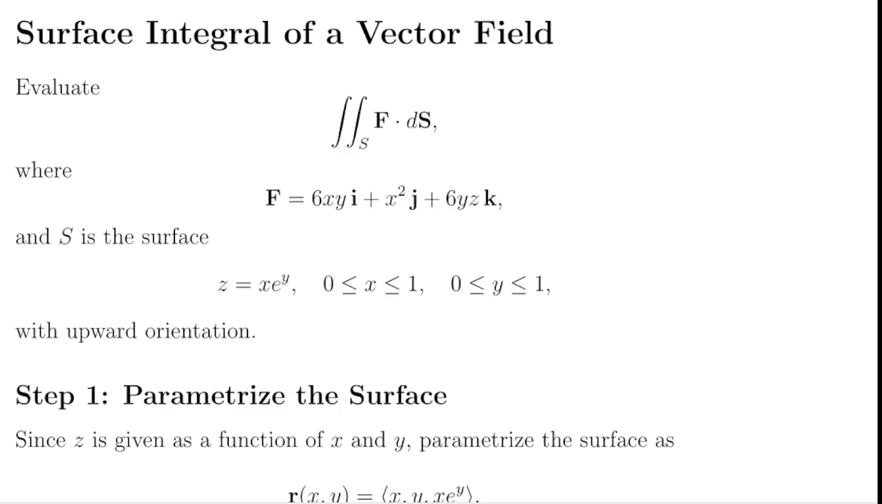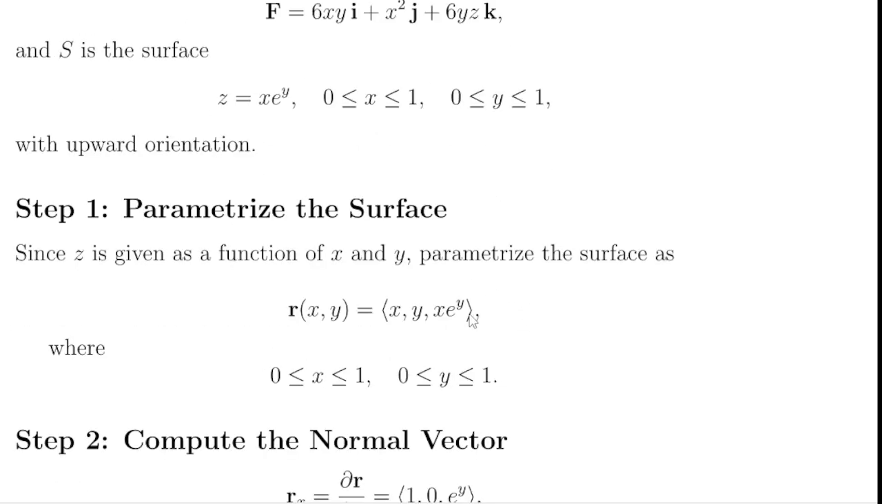In this video, we want to find the surface integral of a vector field where F is 6xy i plus x squared j plus 6yz k, and S is a surface z equals x e to the y, x between 0 and 1, and y is between 0 and 1. The first thing we want to do is parameterize the surface.